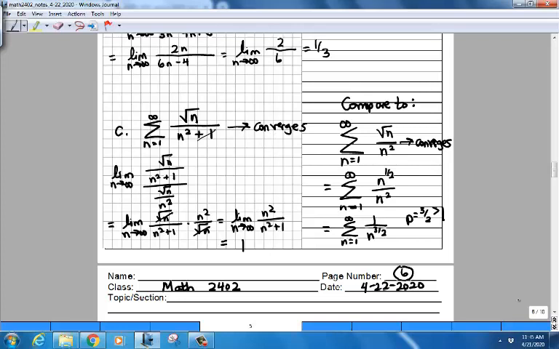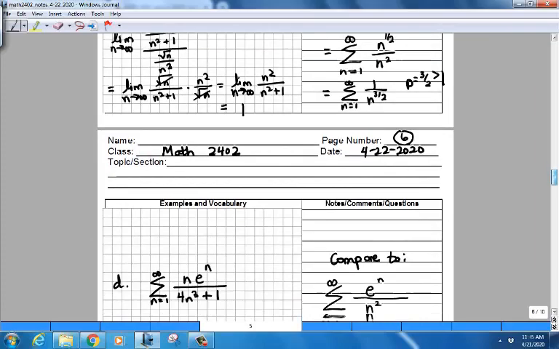What does it converge to? I have no idea. I don't even know what this series converges to. I just know it converges. And so I don't know what this comparison series converges to. I certainly don't know what this series converges to. But it's some number.